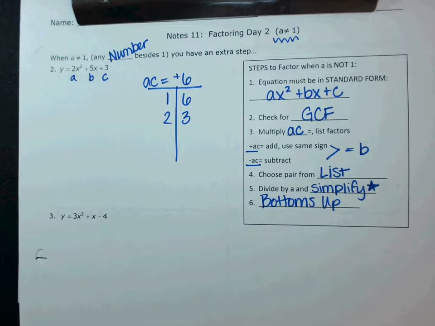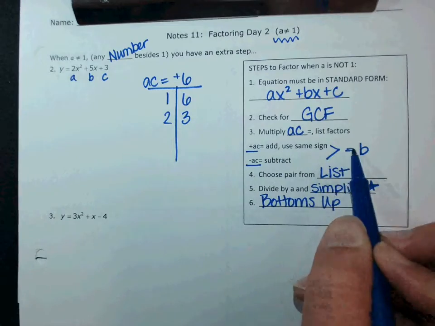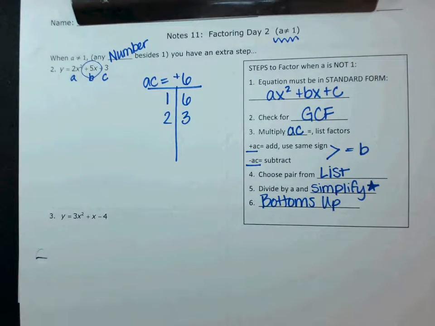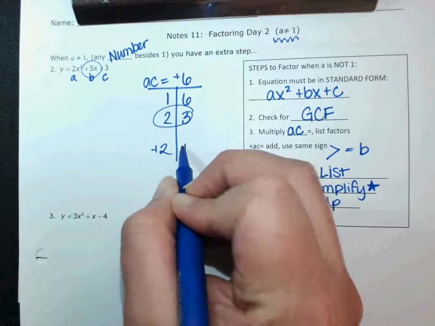Okay, from there, look at the plus sign. If it's a positive AC, I want to add to equal B. What is my B? 5. So which set of those add to 5? Okay, 2 and 3. So I'm going to put plus 2, plus 3.